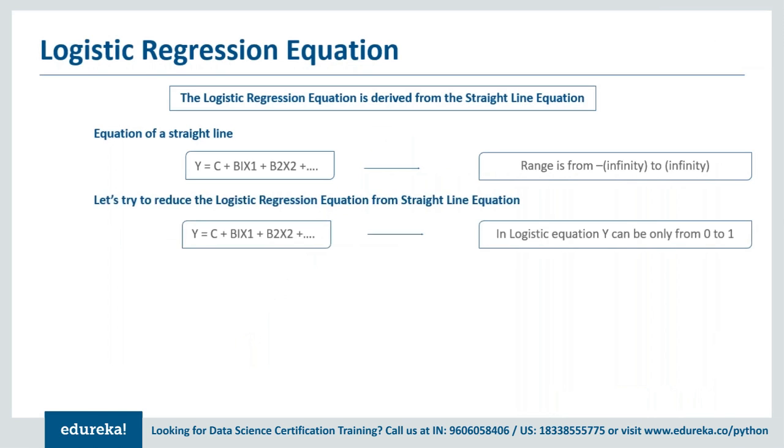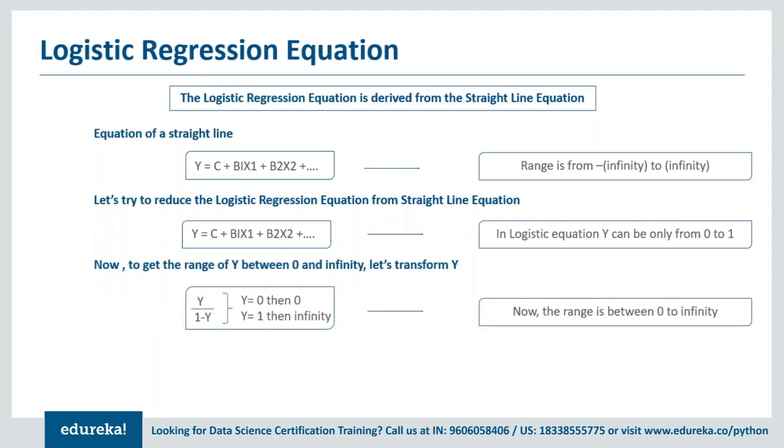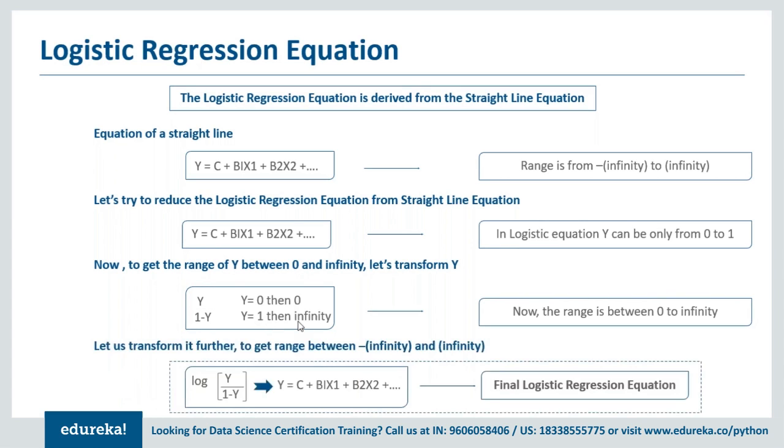Then let's try to reduce the linearity quotient or the straight quotient, because the straight quotient's range is from minus infinity to plus infinity, while in logistic regression we need it to be between 0 and 1. So when we have to make it between 0 and 1, we will start with 0 to infinity, that is y by y minus 1. When y is equal to 0, then y becomes 1 to infinity, and similarly the other way around, when we have to make it minus infinity to plus infinity, we will add this into the log, and we get this equation.